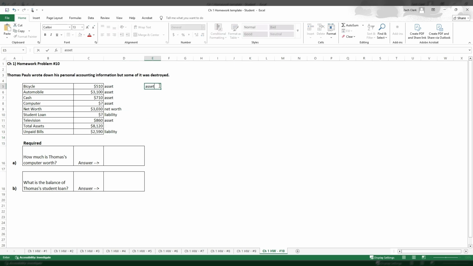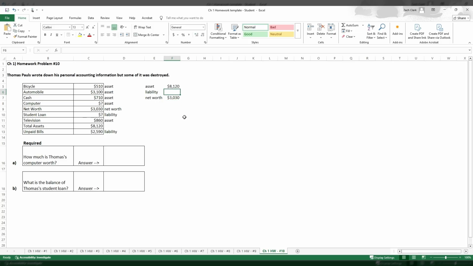So just for the heck of it, let's go ahead. I think this is a good way to work on solving our problem, at least. Let's get a starting point. We know that total assets here, as it tells us, is 8,120. We don't know what liabilities are. That's the question mark that it shows us. But we do know that net worth is 3,030, because that is basically just given to us in that instance, right?